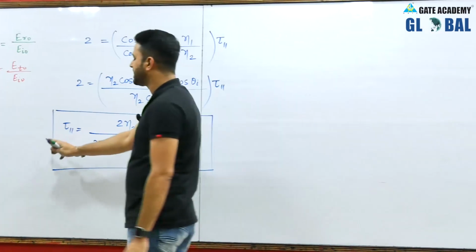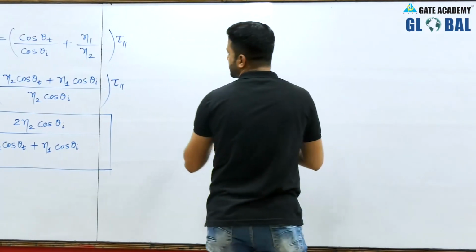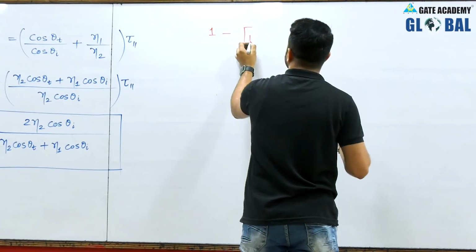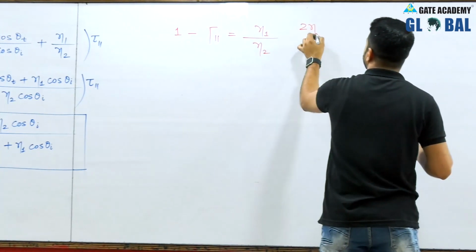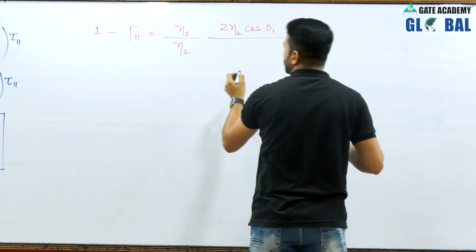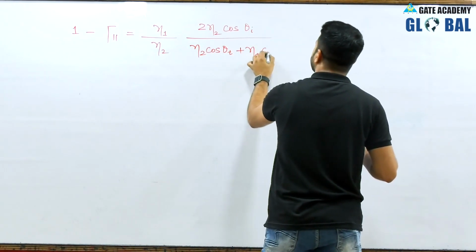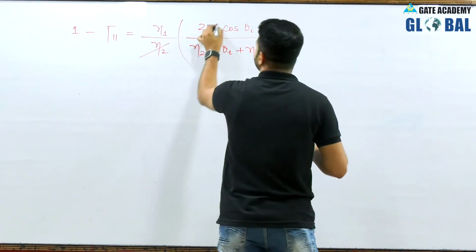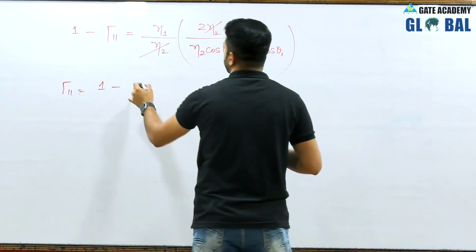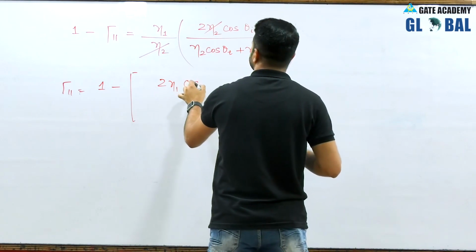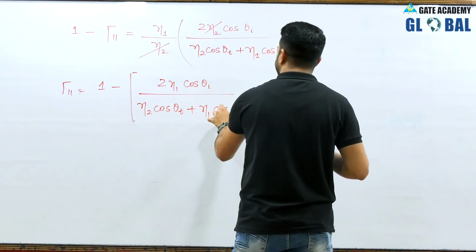If I substitute the value of tau parallel in the equation that we got from equation number 8, we can have the equation of the reflection coefficient as well. So 1 minus gamma parallel equal to eta 1 divided by eta 2 tau parallel, which is 2 eta 2 cos theta I divided by eta 2 cos theta t plus eta 1 cos theta I. This eta 2 and eta 2 will get cancelled, and gamma parallel is 1 minus this whole term, which is 2 eta 1 cos theta I divided by eta 2 cos theta t plus eta 1 cos theta I.